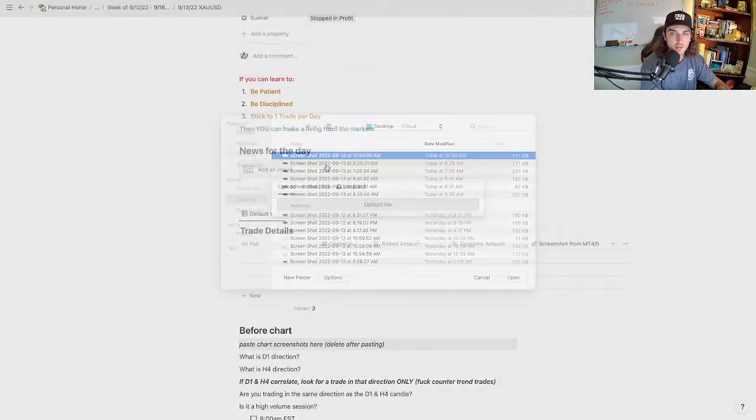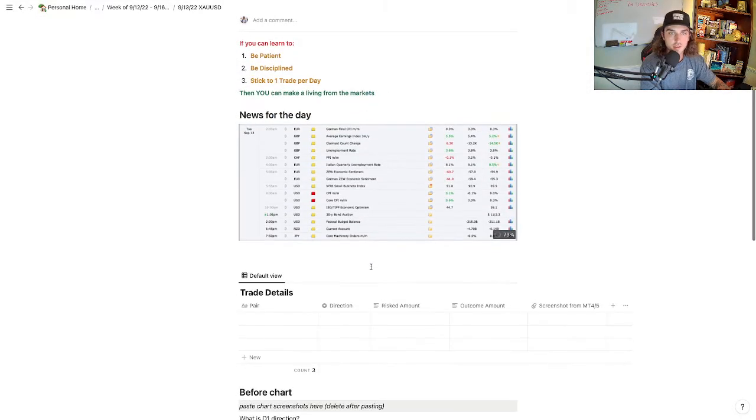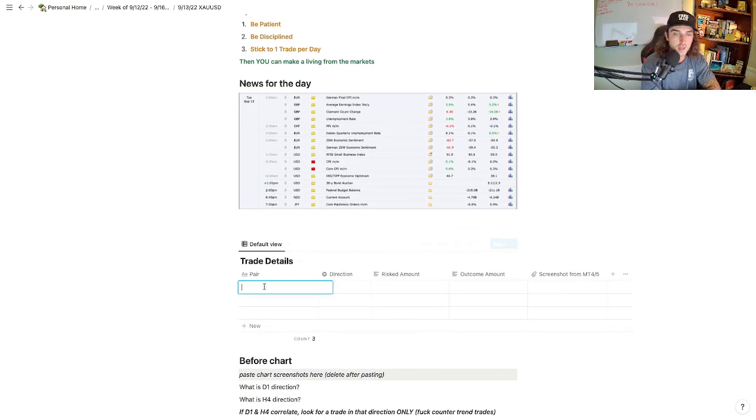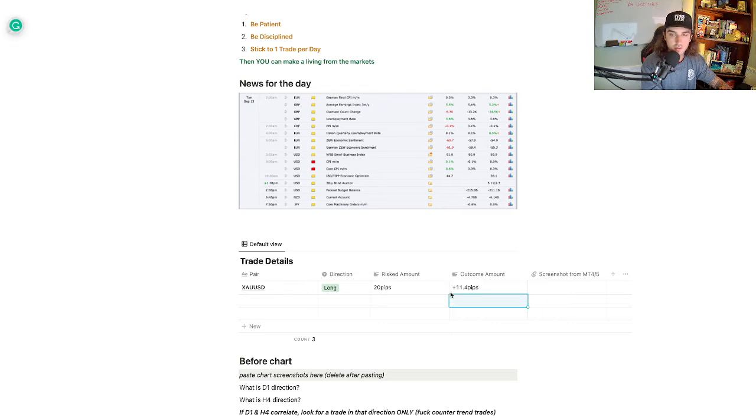So desktop screenshot, that's the screenshot I just took. So these are the news. Obviously we had CPI this morning, it got pretty wild. I was trading gold, I was taking buys. Can't remember what I risked, but we'll say 20 pips. I think it was roughly around there. My outcome was like 11.4 pips or something profit. So I'm just going to put a plus sign just so I know it's profit.